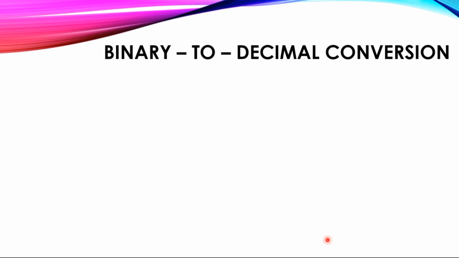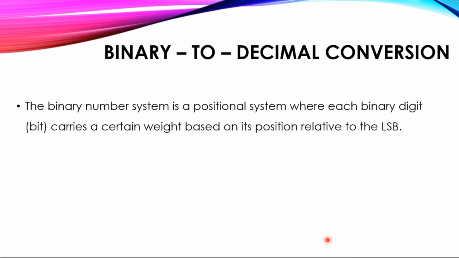Now the conversion which we have seen, the two different methods, was to convert decimal to binary. Now we will see how to convert a binary number to a decimal number. The binary number system is a positional system where each binary digit carries a certain weight based on the positional value relative to the least significant bit.